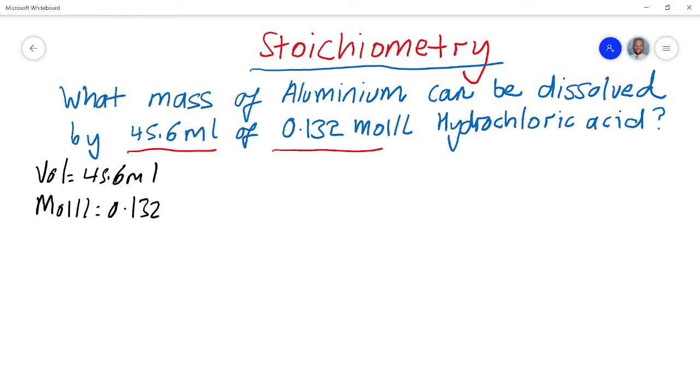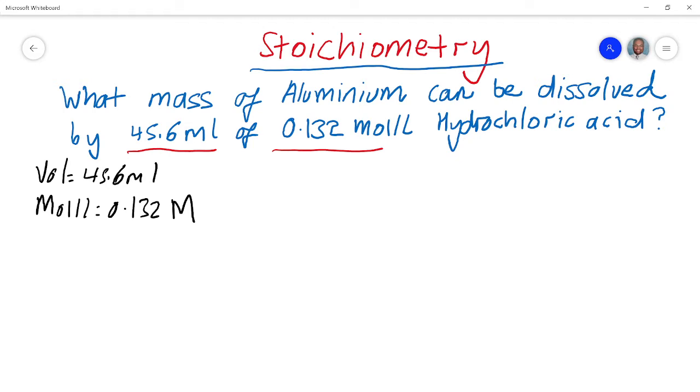0.132. Now, some textbooks use capital M, or some textbooks represent it as moles per liter. Just remember the unit for molarity is moles per liter. Now, let's write down the chemical equation, because that's a very important aspect.